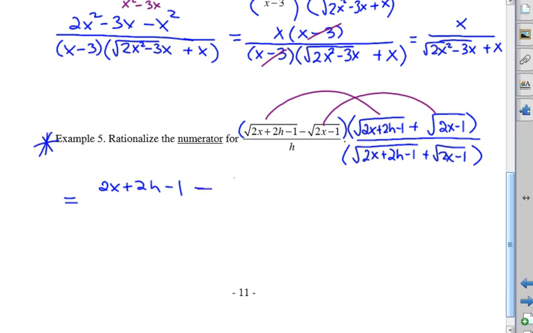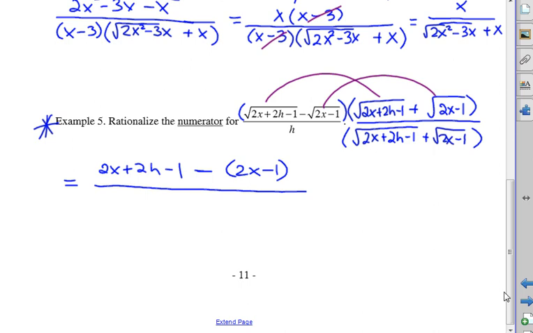Negative. Careful. We need the brackets. So it's minus the 2x minus 1. You okay? Yeah. Okay. Because I think I did a very bad job of explaining that. So let me know if you need me to go through that again. And then h times root 2x plus 2h plus 1. It's a minus 1, thank you.